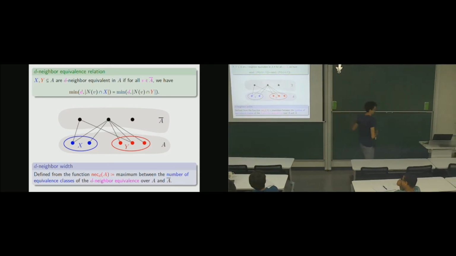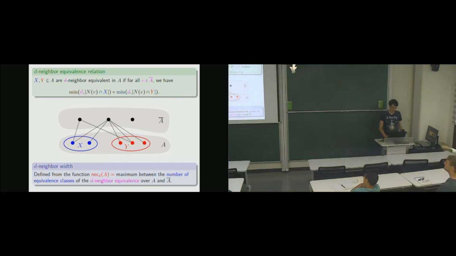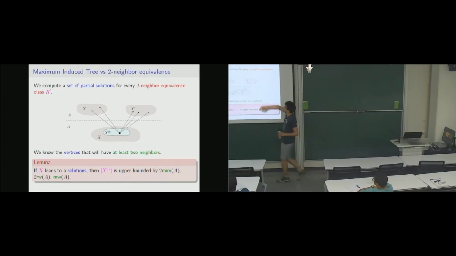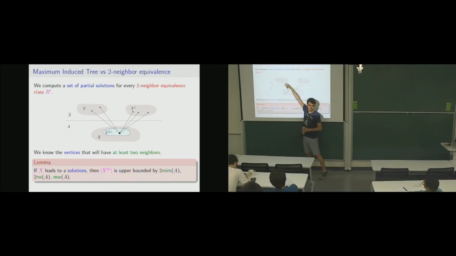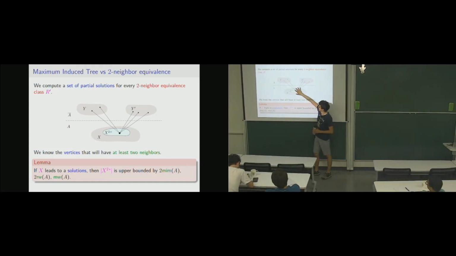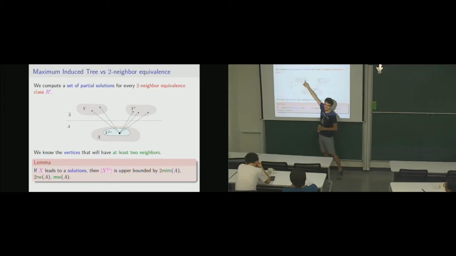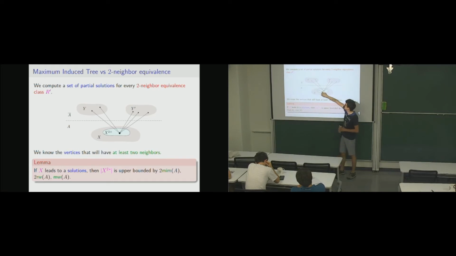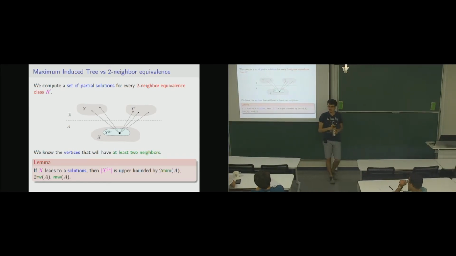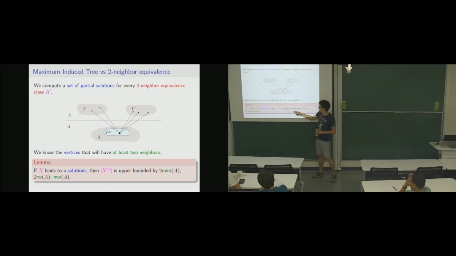Okay, so here's the definition of the d-neighbor equivalence. The idea is that if two sets are d-neighbor equivalent, then you take a set here, and the set of vertices which have at least two neighbors in this set is the same as the set of vertices that have at least two neighbors in the other set. These are the vertices that matter for the acyclicity. And we can prove that there are not a lot of them.